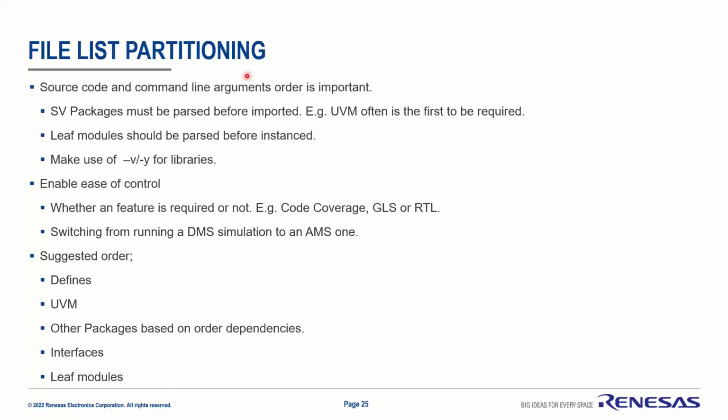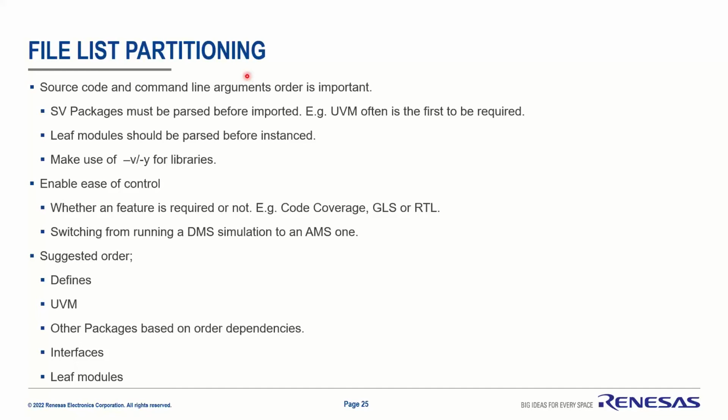So packages must be parsed before they're imported. So UVM is normally the first in the list because that's the first thing you import in any other package. Leaf modules should actually be parsed before they're instantiated, but actually most tools now can handle that. Make use of the -v and -y for libraries.